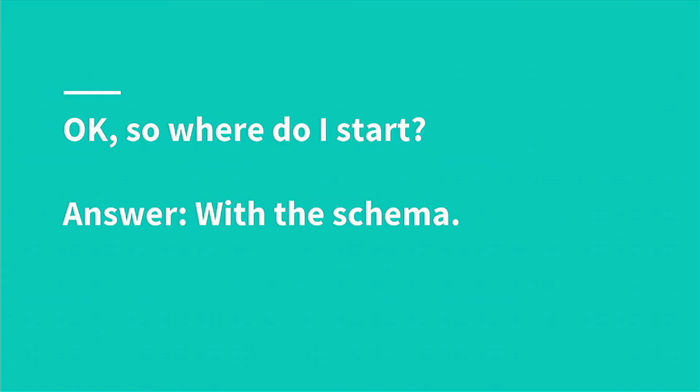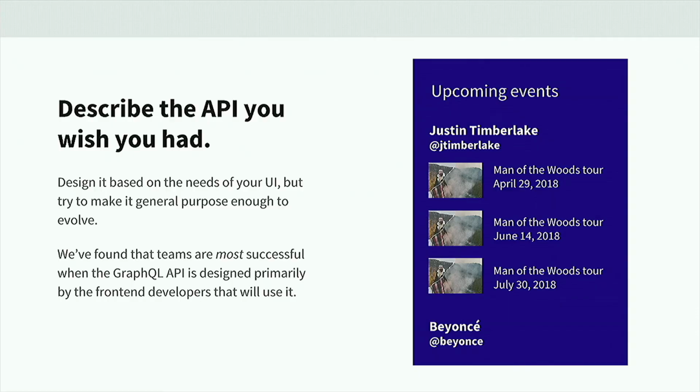OK, so where do we start? Well, we start with the schema. And how do we build the schema? Well, we should think about the API that we want to have to build our app. So let's think about the application that we want to build, and then I'll show you how to decompose that application into the kind of schema you might want for your GraphQL layer.